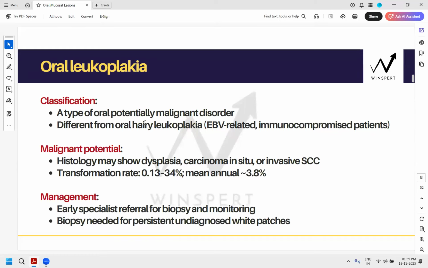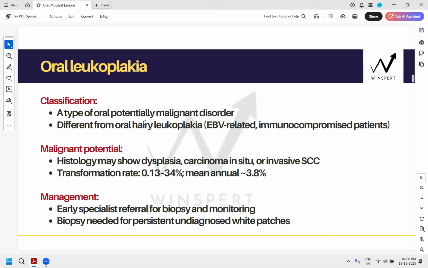Now, OHL, oral hairy leukoplakia, is a misnomer. It doesn't have any hairy projections or hairy appearance. It's a white patch only, right? But the underlying reason is the immune compromise, and it is not an oral potentially malignant disorder. It is a viral disease. Understood? Yes or no? EBV related oral hairy leukoplakia is a white patch.